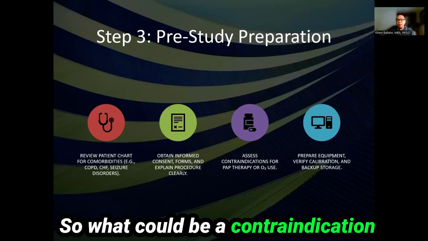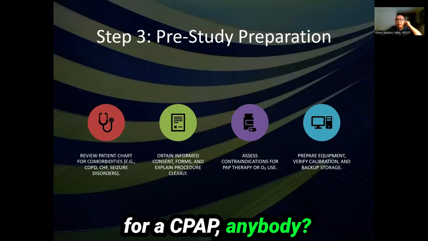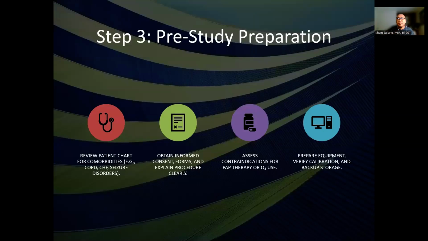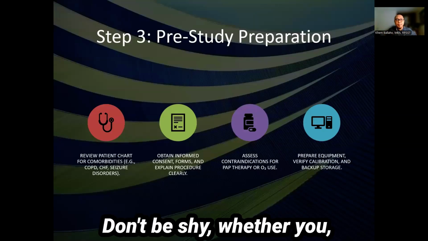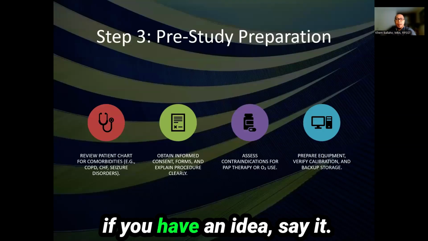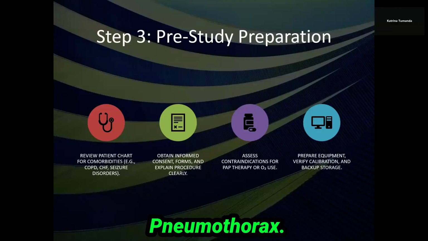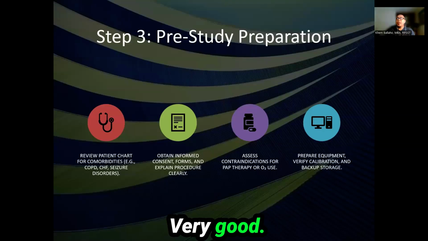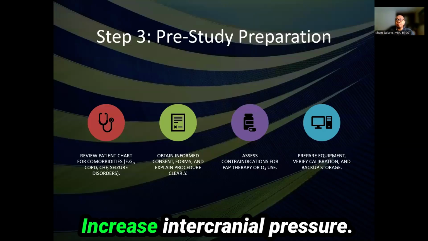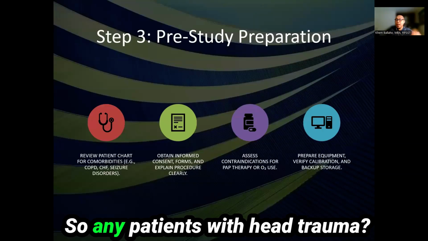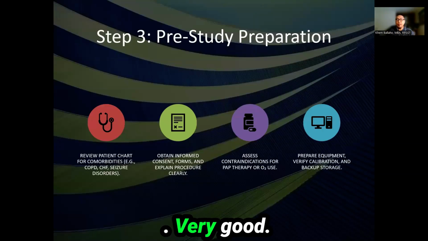So what could be a contraindication for a CPAP? Anybody? So don't be shy. If you have an idea, say it. Pneumothorax. Very good. What else? Increased intracranial pressure. Yes, I see. So any patients with head trauma, very good.